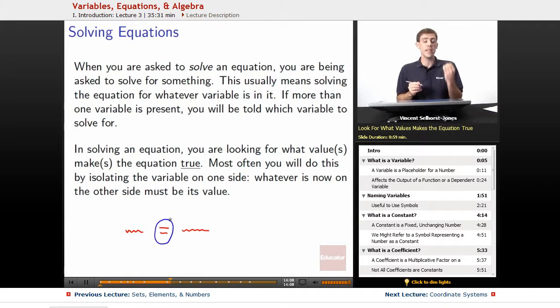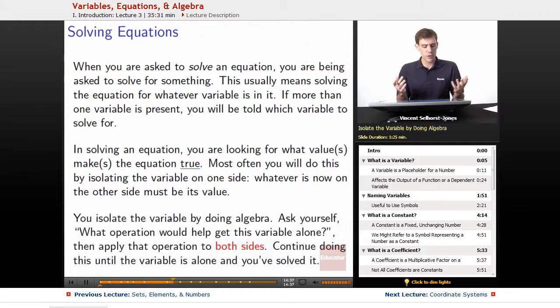You were told that it equals one another. So you have to figure out what value for my variable, or what values for my variables, will make this equation continue to be true. I was told it was true from the beginning, so I have to make sure that it stays true. Most often you'll be able to figure out what the values are that make something true by isolating a variable or variables on one side. You'll isolate the variable on one side, and then whatever's on the other side must be the value of that variable.